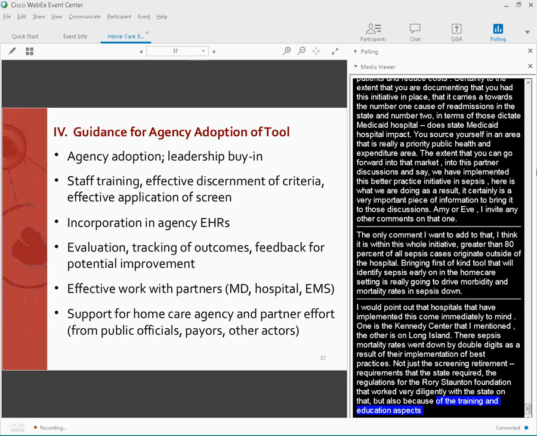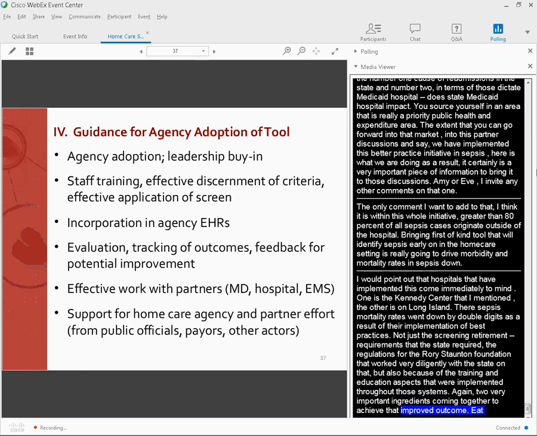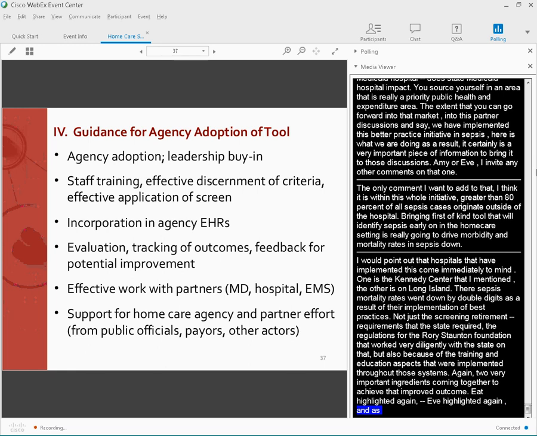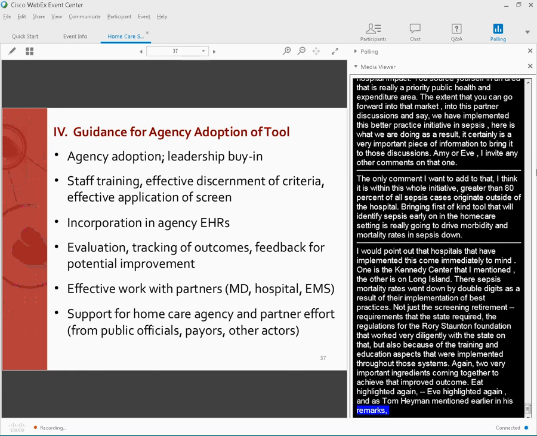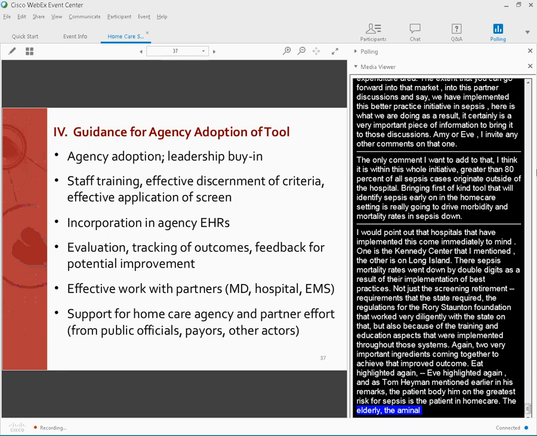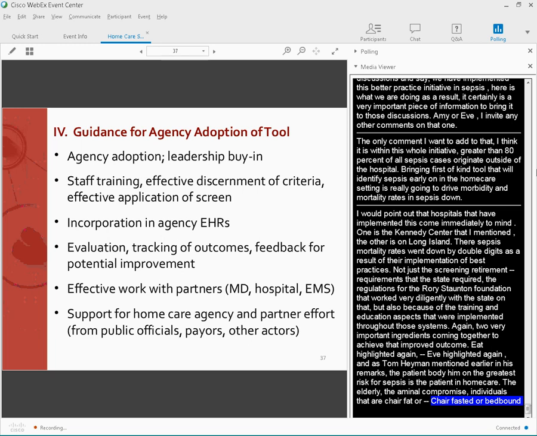And as Eve highlighted, the high volume of these cases in community, and as Tom Heymann mentioned earlier in his remarks, the population that really embodies among the greatest risks for sepsis is the very population that is in home care: the elderly, the immunocompromised, medically fragile children, individuals who are chair-bound or bedbound or who are on catheters, et cetera. We know that a significant portion of our population are the at-risk population. So home care is really well situated.